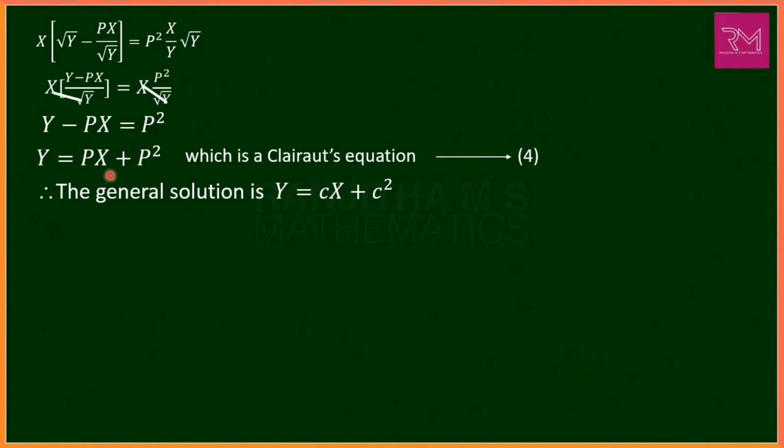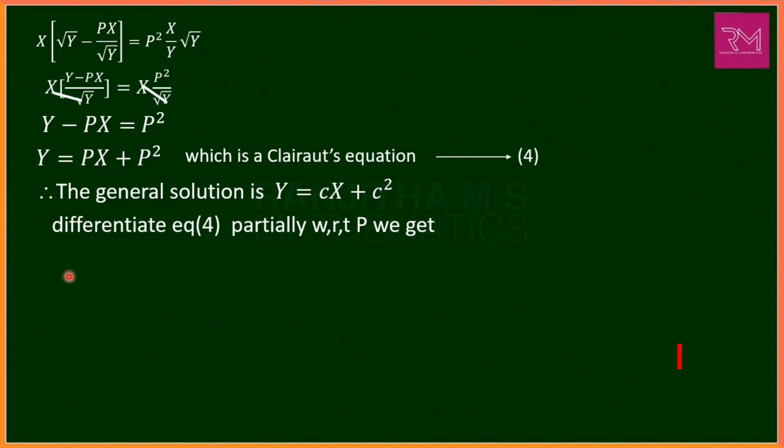Next step, once you obtain the Clairaut's equation, the general solution is given by the formula. We have to replace p by c over here. We get as y is equal to cx plus c square. Here we have to replace p by c. We get a general solution. Next step, we have to find the singular solution. For that, we have to differentiate this Clairaut's equation partially with respect to capital P.